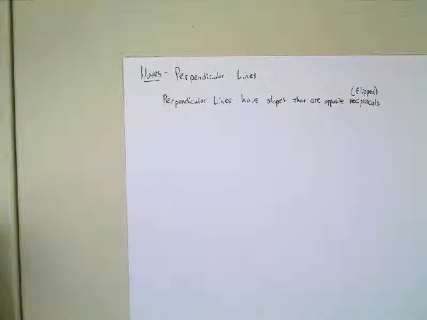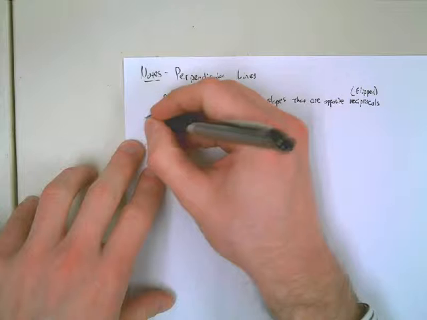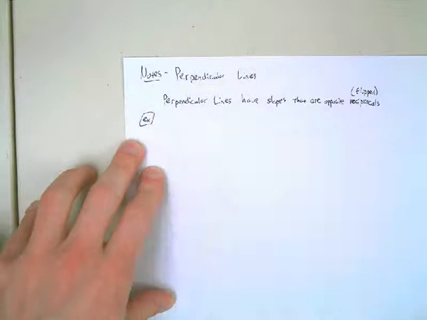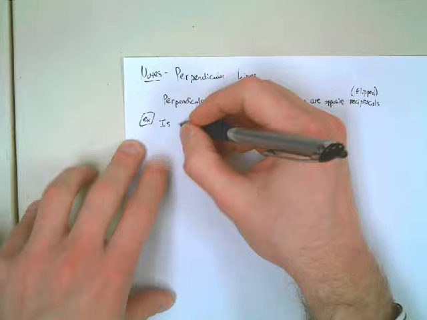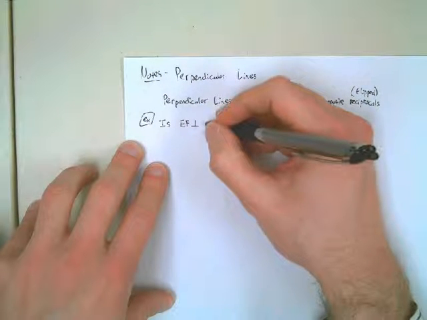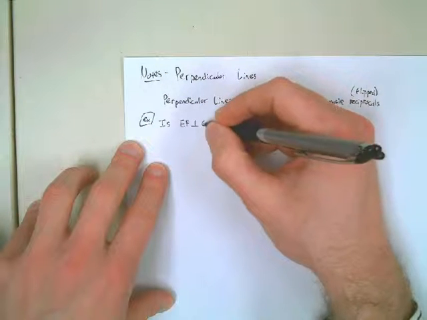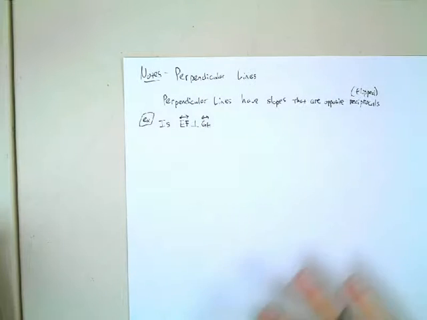Okay, so we'll start off with a problem kind of like we did for the warm-up here. We'll just start off with an example. So we'll ask the question, is EF parallel or perpendicular to GH? Okay, is line EF perpendicular to line GH?